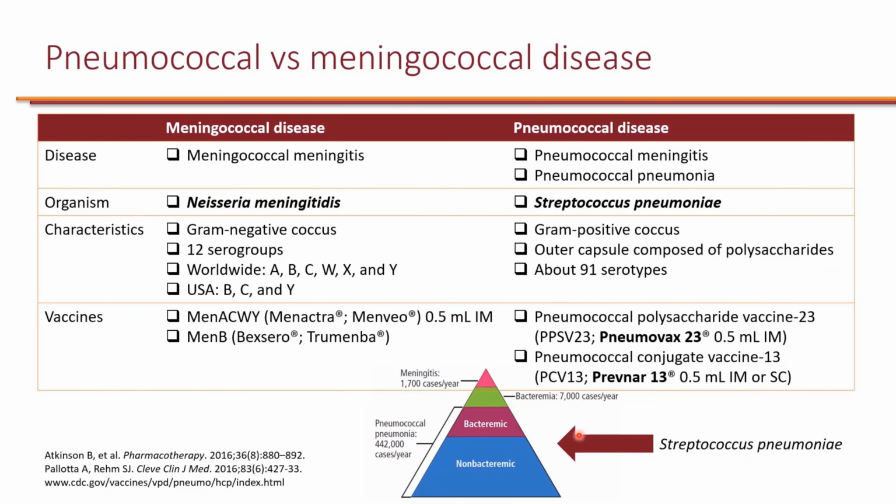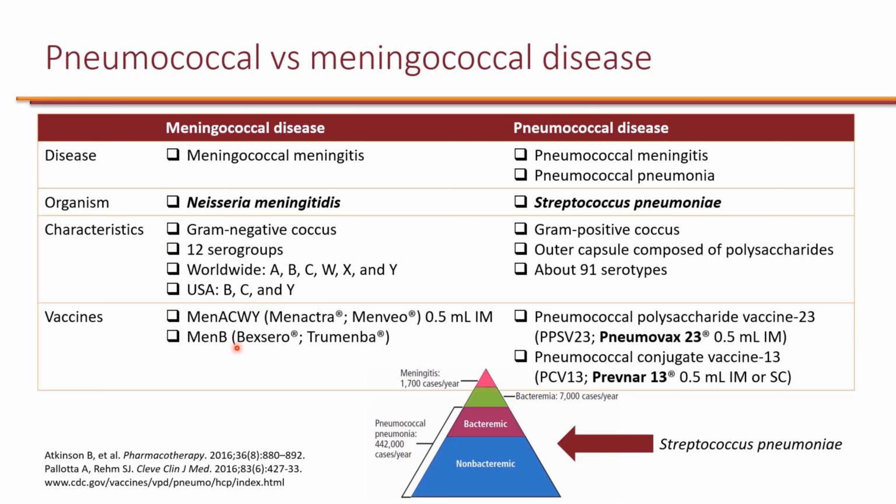Before we talk about pneumococcal vaccine, it's important to distinguish between pneumococcal disease and meningococcal disease. When we say meningococcal disease, we are talking about meningococcal meningitis specifically, and this is caused by the organism Neisseria meningitidis, which is a gram-negative coccus. Now, there are 12 serogroups, so you will see this in the meningococcal vaccine, and there are different vaccines. For example, the MenACWY has 4 serogroups here, whereas MenB only has the B.